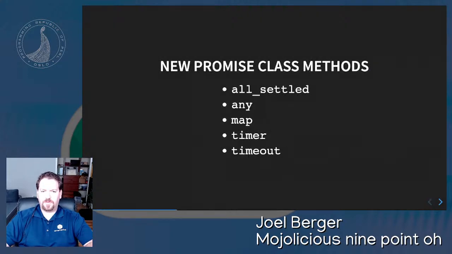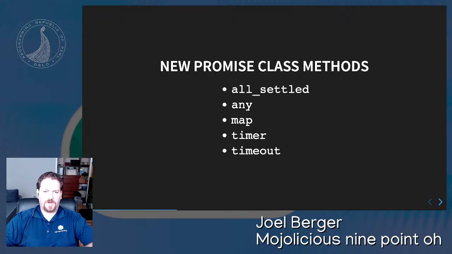Moving away from async await a little bit, as I mentioned briefly, we've added new promise class methods, including all settled and any, which are like all, except all settled will just wait for all of the promises to either succeed or fail, and any will wait until a single one succeeds.